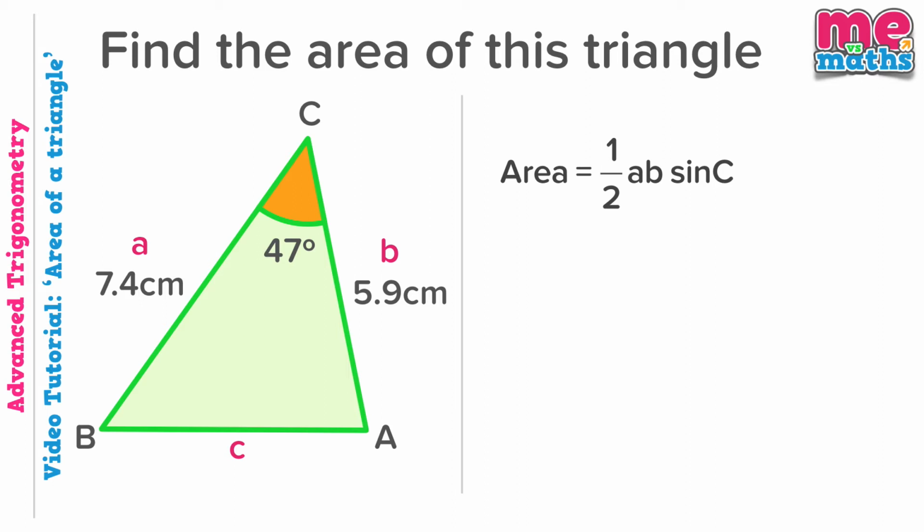Now we just have to substitute our values into the formula, and after seeing the cosine rule, this one doesn't look nearly as scary. So the area is equal to half ab. This means half times a times b. So for us, half times 7.4 times 5.9. And finally, this is multiplied by sine C. So again, for our question, multiply by sine 47.